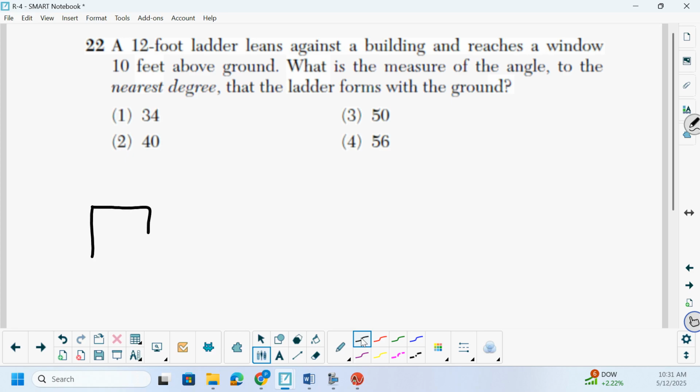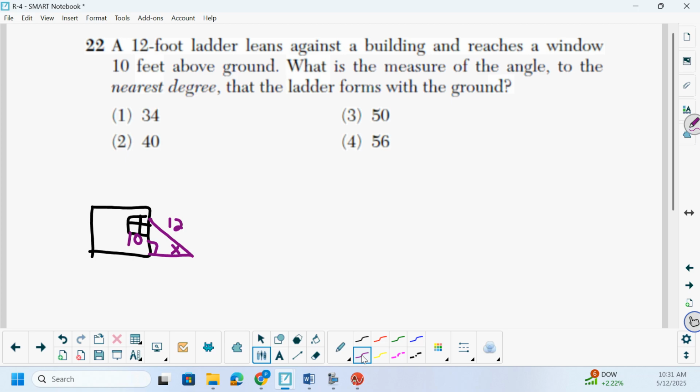All right, so here's our building. Here's our window. And here's our picture that we got going on. So 12-foot ladder, so that's this part, 10 feet above the ground. And we want to find the angle with the ground. So I'm going to call that X.